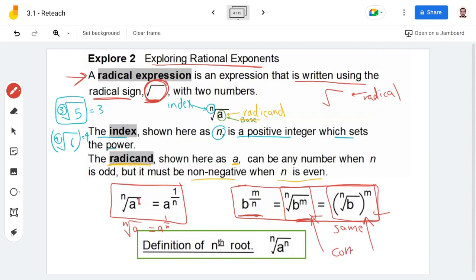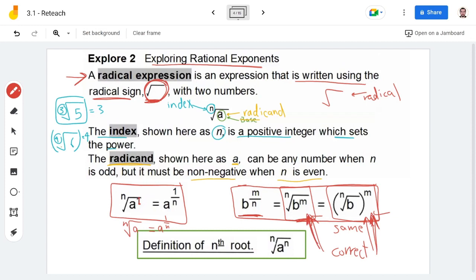When we use each one, we use it depending on the question: which one is easier for me? Is it easier to use this way, or is it easier to use this way? If this one is easier, use this one. Don't use the hard one. If this one is easier to simplify, use this one.